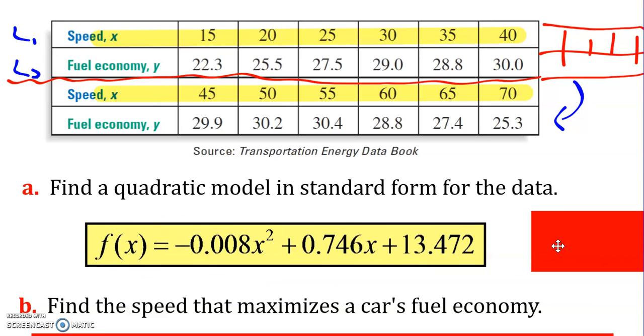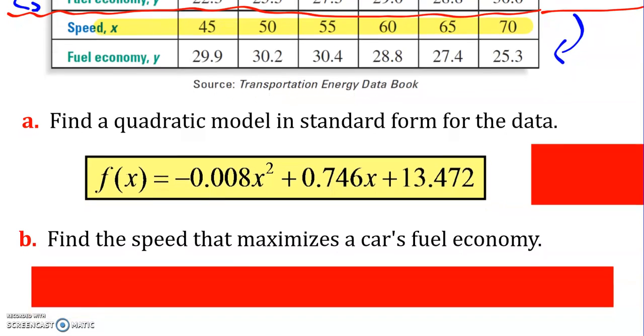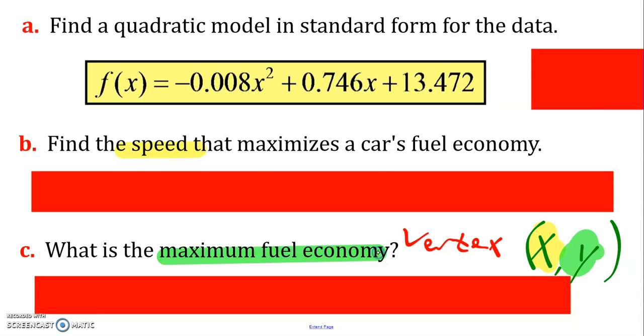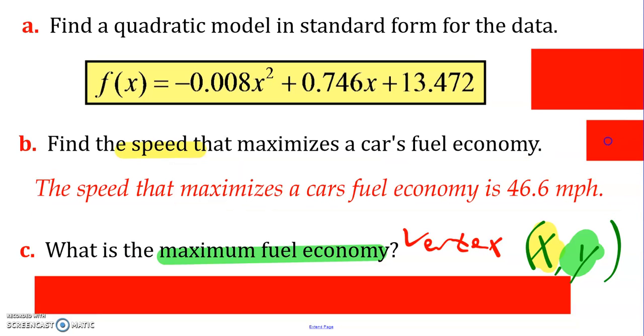So if all was done correctly, this is the equation you should have had your calculator spit out. And then it's going to say find the speed that maximizes the car's fuel economy. And what was that maximum fuel economy? So essentially for both of these, we're finding the vertex. And the vertex is going to give us two numbers, an X and a Y value. The X value is going to represent the speed, and the Y value is going to represent the fuel economy. So we're finding that maximum, aka the vertex. And these are the values that we should have.